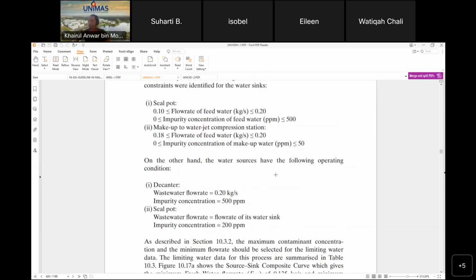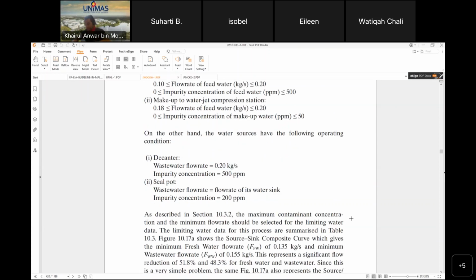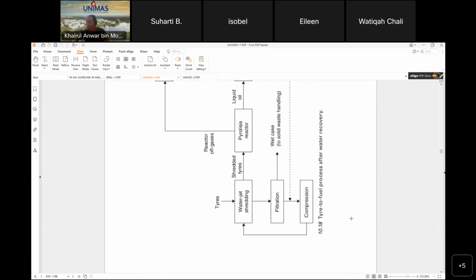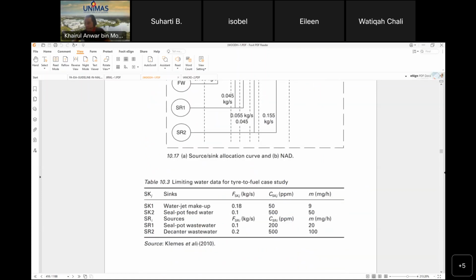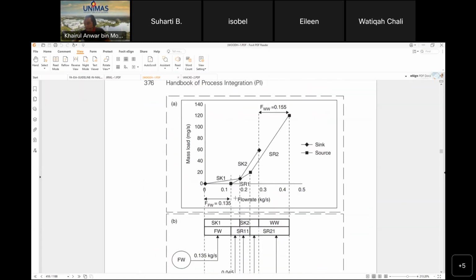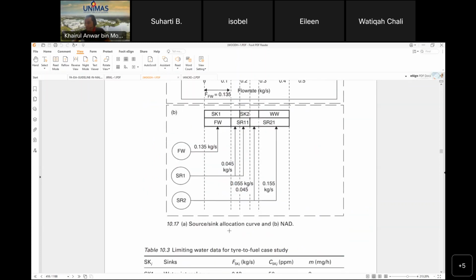On the other hand, the water sources have the following operating conditions. Decanter wastewater flow rate equal to 0.2 kilogram per second. Impurity concentration is 500 ppm. Seal pot wastewater flow rate equal to the flow rate of the feed water sink. Impurity concentration equal to 102 ppm. So this is the NAD. This is the sourcing allocation curve.